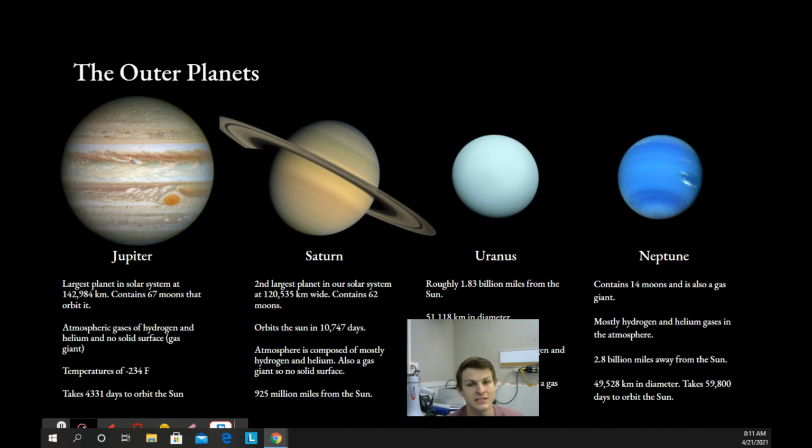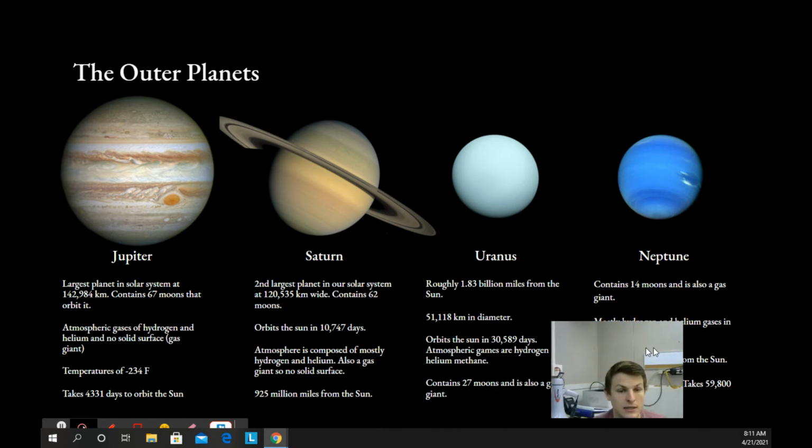So all of these planets are gas giants. Takes 4,331 days to actually orbit the sun. It moves significantly slower than the Earth, and this is, again, because of the distance away from the sun.